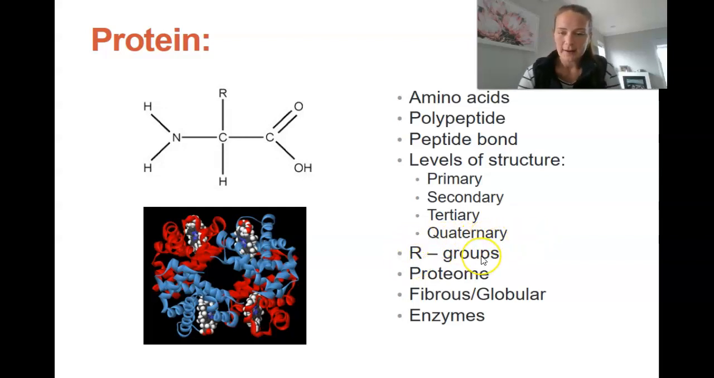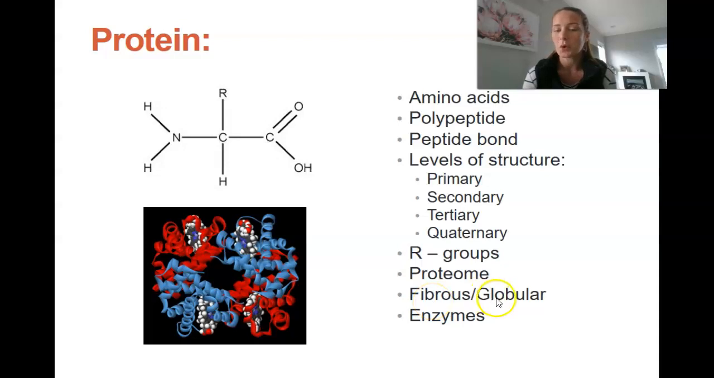We've already talked about R groups and their significance. The proteome. This was a question, I think, in our trial exam. What is a proteome? I think people are very familiar with the word genome, which is all of the genes that are found within a species. The proteome is all of the proteins that are found within that species. So the set of functional proteins found within a species is its proteome.